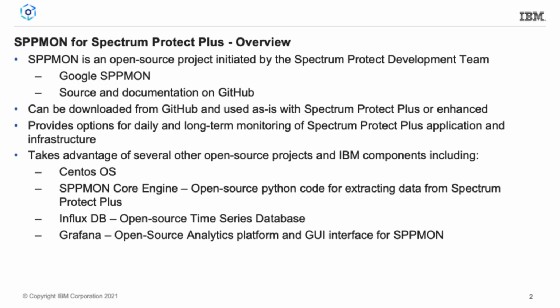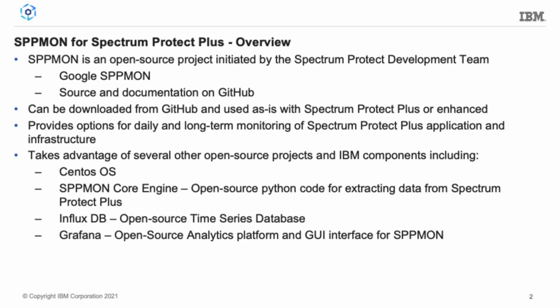The project uses a lot of other open source projects as building blocks, including CentOS, InfluxDB, which is an open source time series database, and Grafana, which is an analytics platform and GUI interface that takes the results of the queries to Spectrum Protect Plus and presents it in a GUI form.